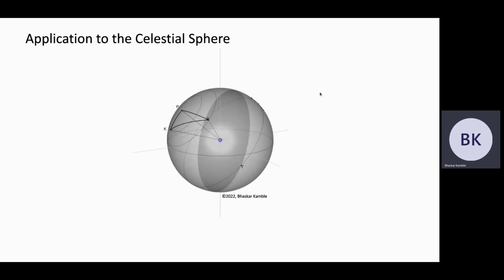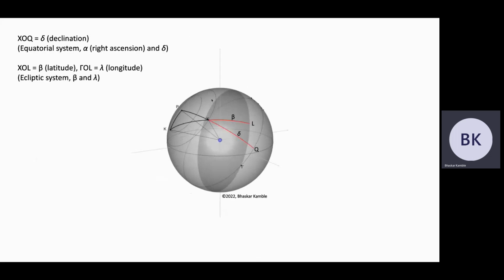So we want to apply the cosine formula to the triangle PKX. For that, we need to know what the sides of this triangle are. So let us first extend the arc PK so that it intersects the celestial equator at the point Q. And let's extend KX so that it intersects the ecliptic circle at the point L.